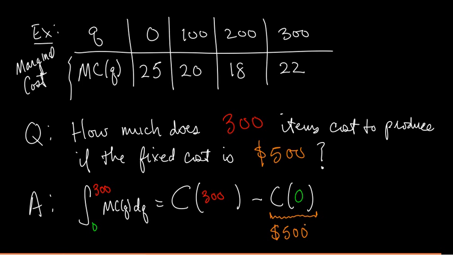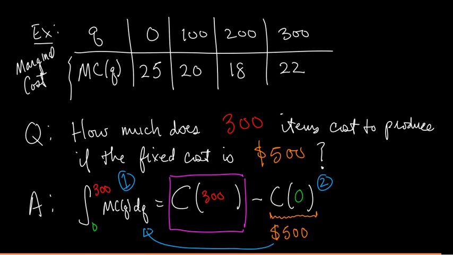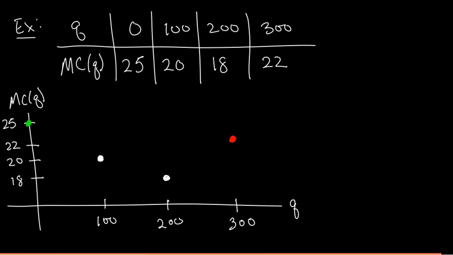So basically, if you want to find the total cost, all you need to do is find the integral. That's one step, and then the second step is adding 500. So all we do basically is put this over to the other side. Our goal is to find the total cost, and in order to do that, we're going to have to find the integral and then add $500 to it. So let's go ahead and do that.